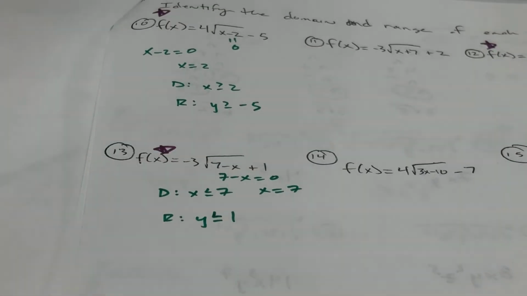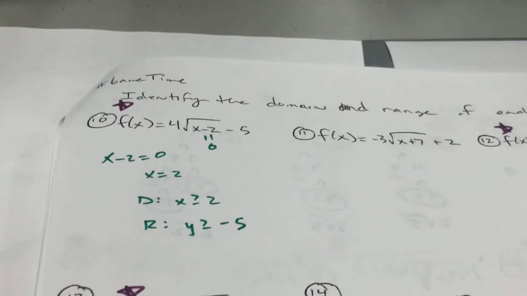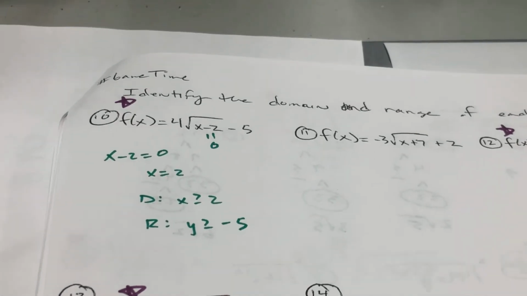All right, so then we got hashtag game time. There we go on 10. Everything positive 4 on the outside. X minus 2 set equal to 0. Both the domain and range are going to be x greater than or equal to something, y greater than or equal to something.